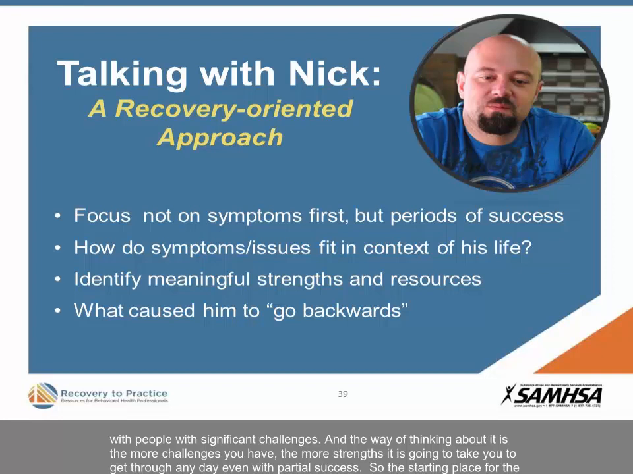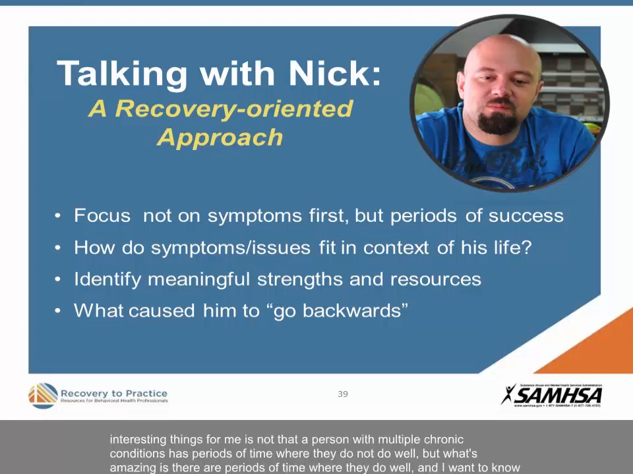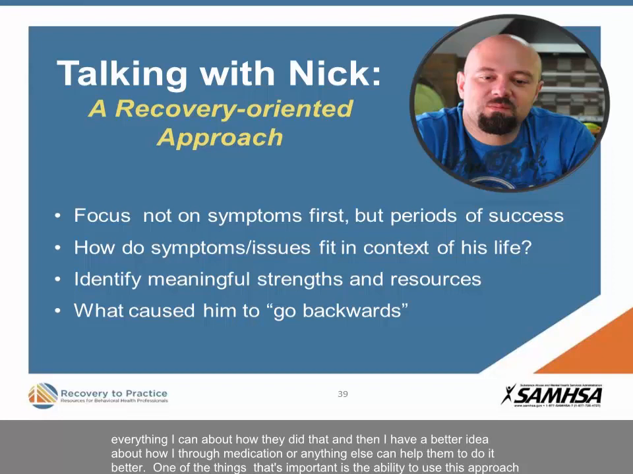So the starting place for the assessment tends to be very helpful, and this is how I approach this when I have people with very complex histories, much more complex than Nick, and I don't have a lot of time. One of the most interesting things for me is not that a person with multiple chronic conditions has periods of time where they don't do well. What's amazing is that there are periods of time where they do well. And I want to know everything I can about how they did that. And then I have a better idea about how I, through medication or anything else, or the team, can help them to do it better.